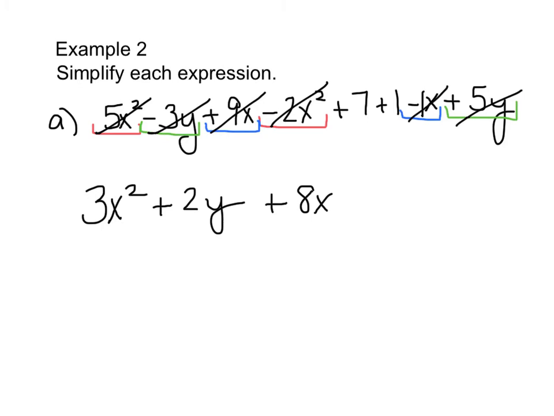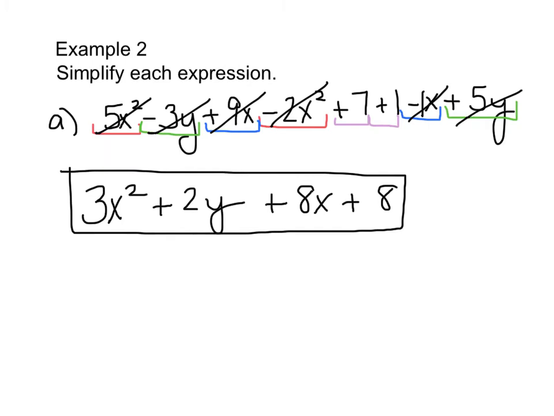And lastly, I have 7 plus 1. And 7 plus 1 gives me 8, so I have plus 8. So my answer is 3x squared plus 2y plus 8x plus 8. Now, if you actually have that in different orders, for example, let's say you had this, 3x squared plus 8x plus 2y plus 8, it's the same answer. This right here is the same answer as this. It does not matter the order right now.